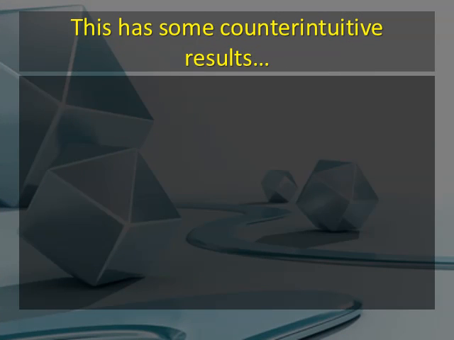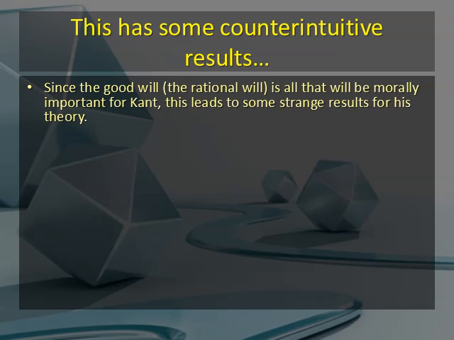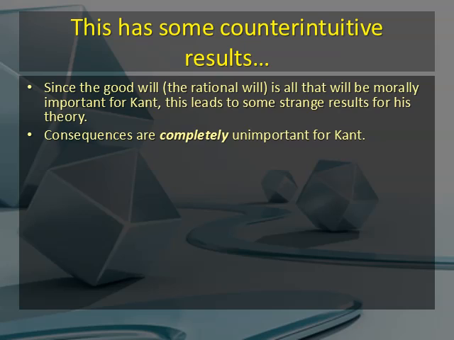All this can have some rather counterintuitive results. Since the good will, the rational will, is all that will be morally important for Kant, this leads to some strange results for his theory when compared to many other ethical theories. For example, as we already pointed out, consequences are completely unimportant for Kant. You do the morally right thing regardless of what may result from it.